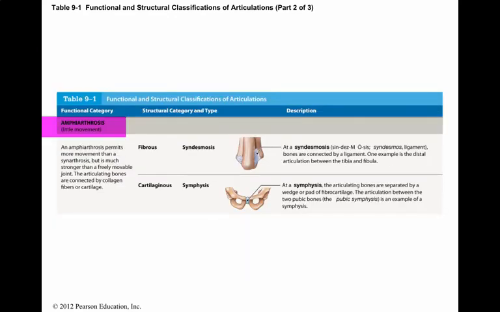The amphiarthrosis is a slightly movable joint that is either fibrous or cartilaginous. The amphiarthrosis permits more movement than the synarthroses, but it's much stronger than a freely movable joint. An example of an amphiarthrosis is the pubic symphysis, where the articulating bones are separated by a wedge or a pad of fibrocartilage, and a syndesmosis, where bones are connected by a ligament, for example, at the distal articulation between the tibia and the fibula.